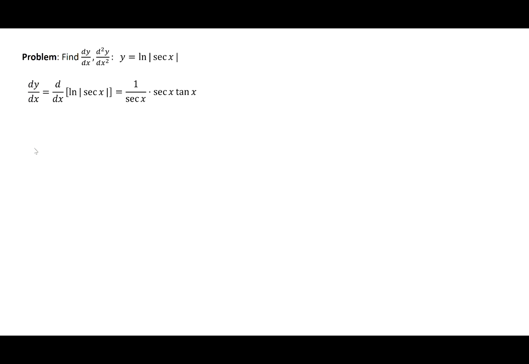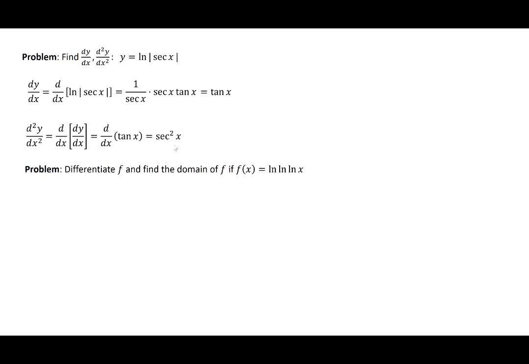Well, don't move on to the second derivative yet. Just simplify this. Secant x over secant x just becomes tangent x. Now the second derivative, piece of cake. What is the second derivative? The derivative of the first derivative. So d/dx of dy/dx, dy/dx being tangent x, we get d/dx of tangent x. That's equal to secant squared x. It's as simple as that.